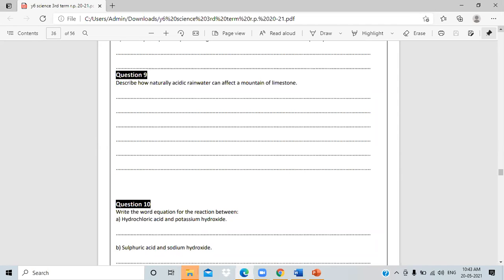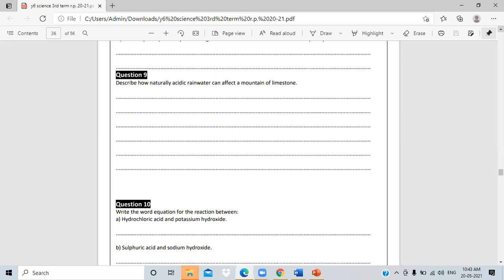You will find it on page 6. What is lime, guys? Calcium hydroxide. Yes. So this means that it's an alkali or an acid? Alkali. So the limestone is an alkali. When acidic rainwater falls on it, what do you think will happen?